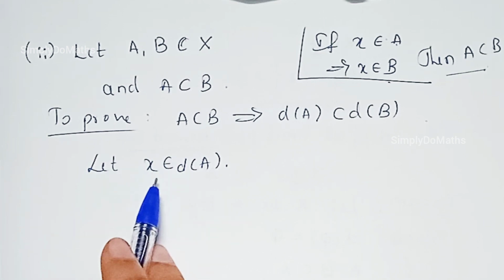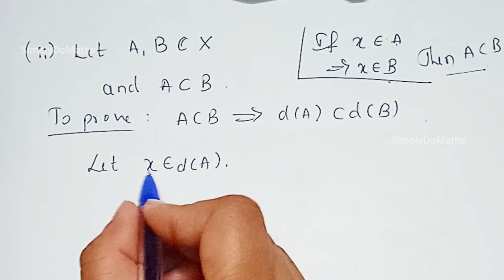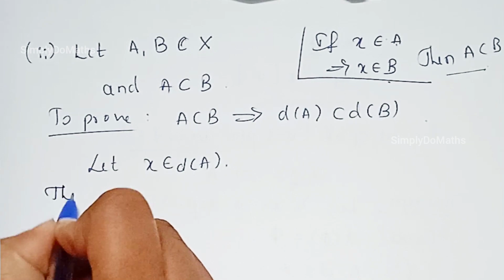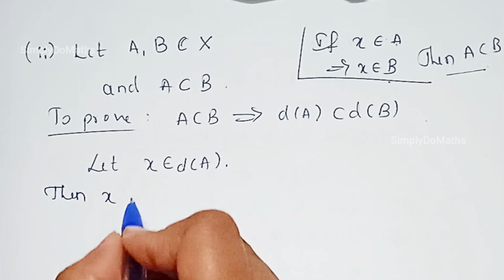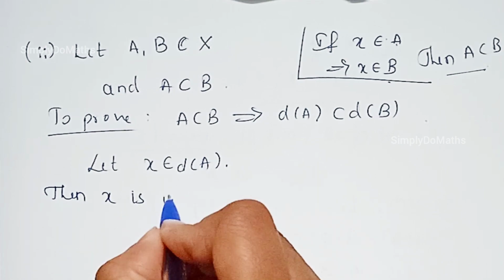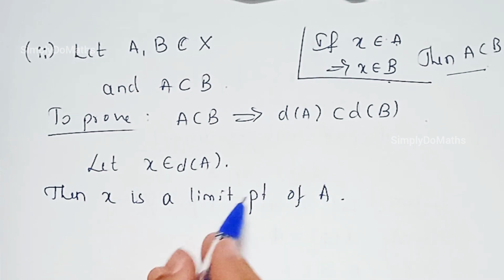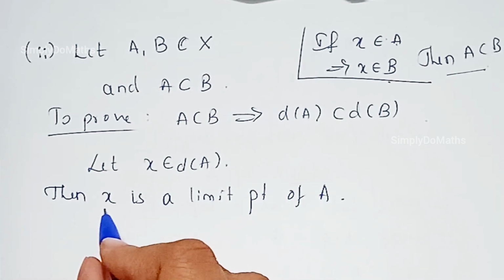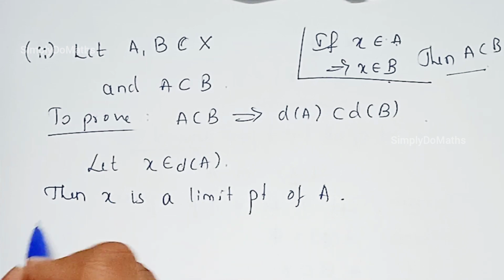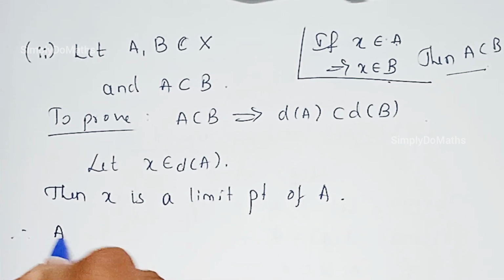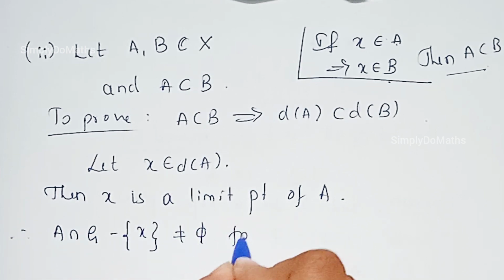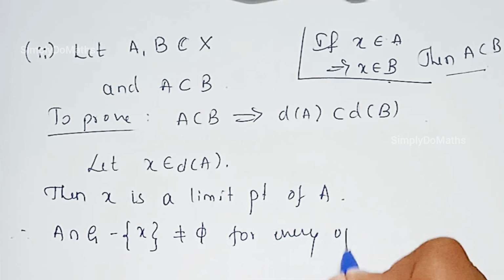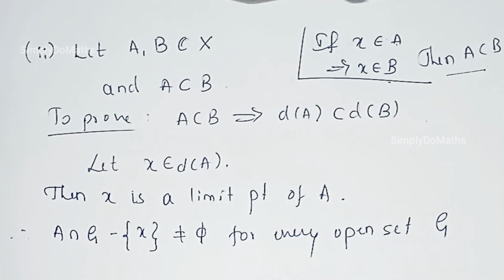For this, I'm considering x belongs to the derived set of A. If x belongs to the derived set of A, then the derived set of A is nothing but the set of all limit points of A. So, by the definition, x is a limit point. If x is a limit point of A, then it should satisfy the condition of a limit point: A intersection G minus the singleton set {x} is not equal to empty for every open set G containing the element x.